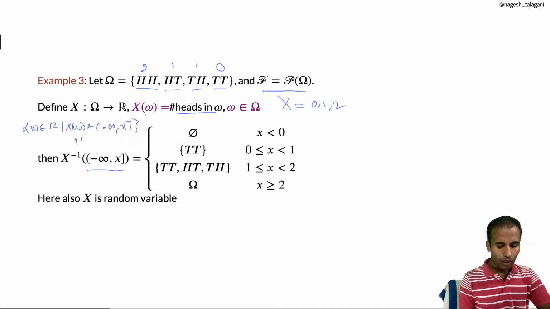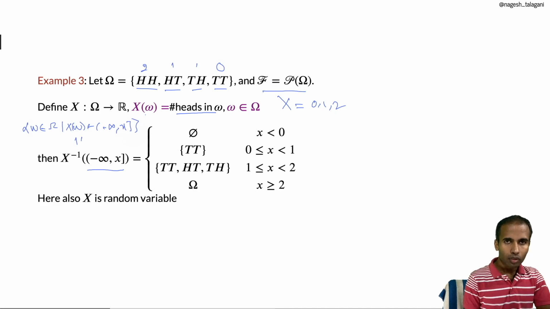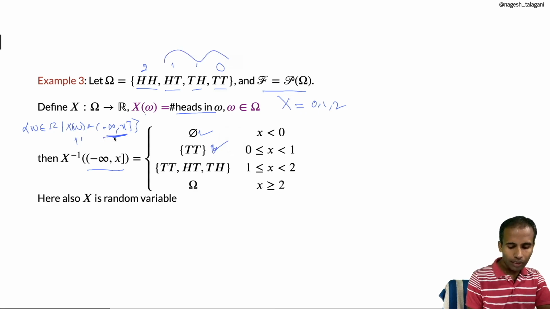If x is less than 0, no outcome will be quantified inside here. That's why the inverse image is going to be empty. If x is between 0 and 1, including 0, excluding 1, only the singleton tail tail will be quantified within this interval. So the inverse image is going to be the singleton tail tail. When x is between 1 and 2, including 1, excluding 2, all these three will be quantified in this interval. So in that case, the inverse image is going to be this one.